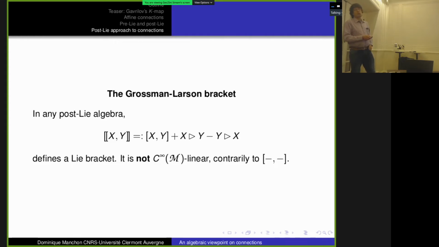Okay, so two Lie brackets are not enough. I need a third one, which is called the Grossman-Larson bracket. And it works in any Post-Lie algebra. If you have a Post-Lie algebra, you can define this, and it is a three-line check to prove that the Jacobi identity is still verified. So you define the so-called Grossman-Larson bracket, but it is not C infinity bilinear, contrary to the thin bracket.